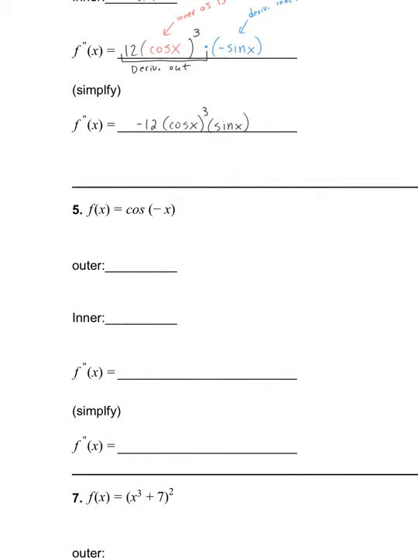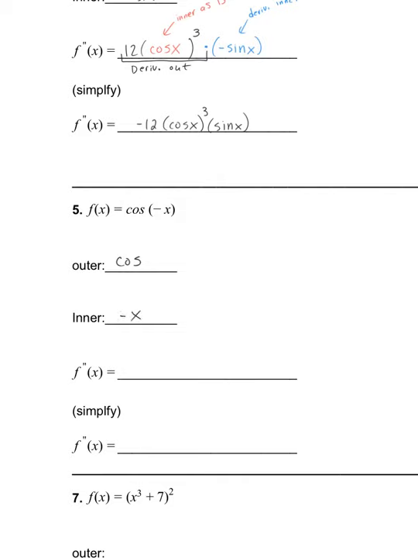Number 5, this is a composite function because we have a negative x here. If it just said cosine of x, that's one trig function. But because it's negative x, that is 2 separate functions. So we are taking the cosine of negative x. So we are cosining negative x. So our outer function is cosine. My inner function is negative x.